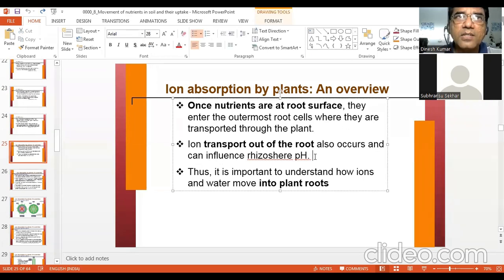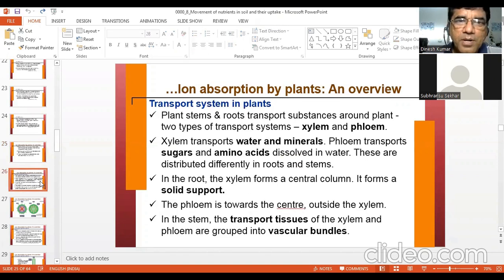So certain ions come out of the root also. They come outside the root, like hydrogen ions, hydroxyl ions. They come out of the root and they help in the exchange of ions. Thus, it is important to understand how ions and water move into plant roots. But some basics we need to know, like the transport system in plants.